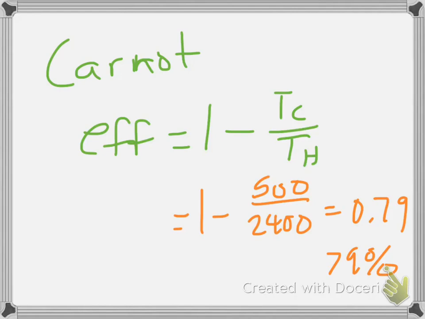Okay, so that's efficiency. You would do the exact same thing if you were given information about the actual joules of energy that were given from one place to another, but with a Carnot cycle, we can look at just the temperatures instead of the energy.